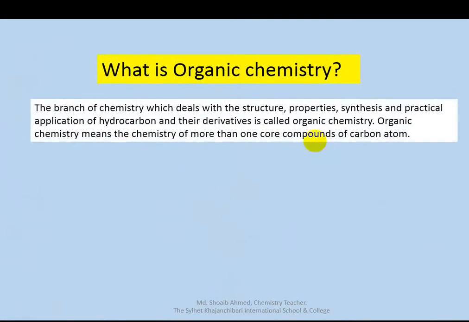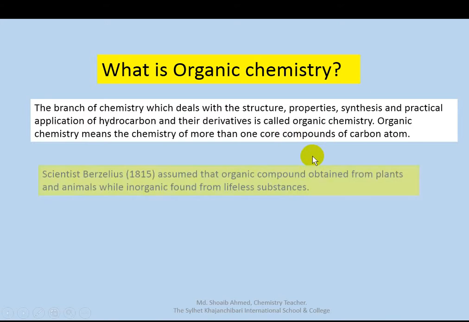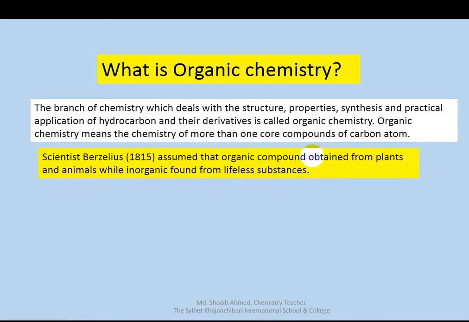The branch of chemistry which deals with the structure, property, synthesis and practical application of hydrocarbons and their derivatives is called organic chemistry. Organic chemistry means chemistry of more than one crore compounds of carbon atom. It is increasing day by day.